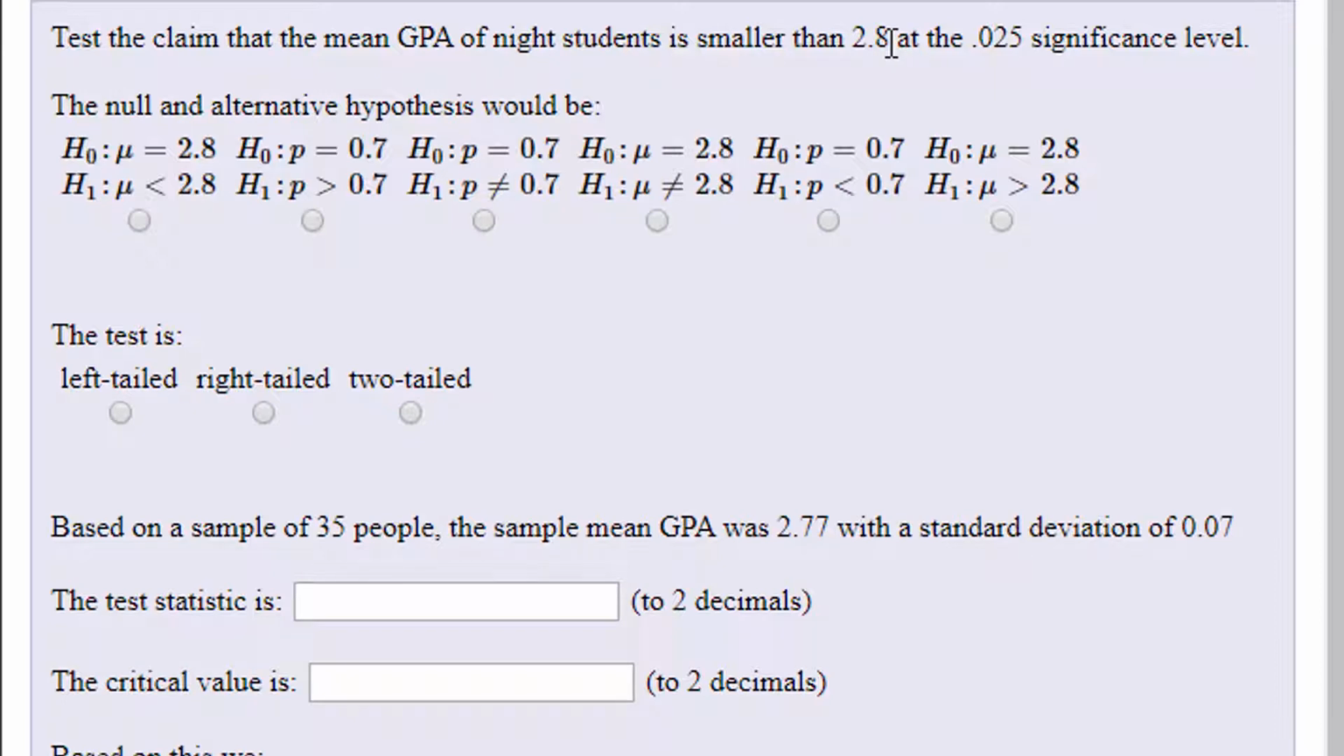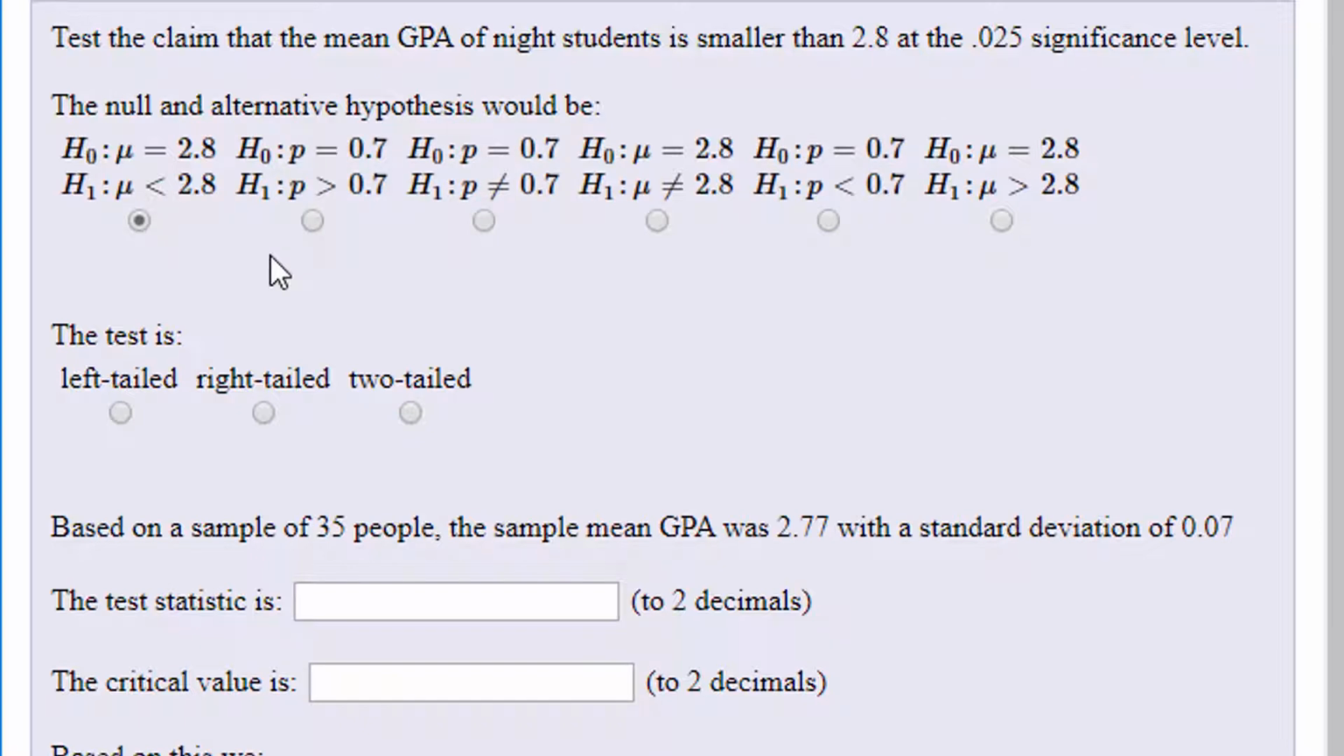First off, the population parameter we're testing is the population mean. So we can eliminate the ones with the p. P means proportion, so eliminate those. We're testing whether it is smaller than 2.8, so we want the alternative to have mu less than 2.8, and this is the one that has less than. That's going to be our hypotheses.